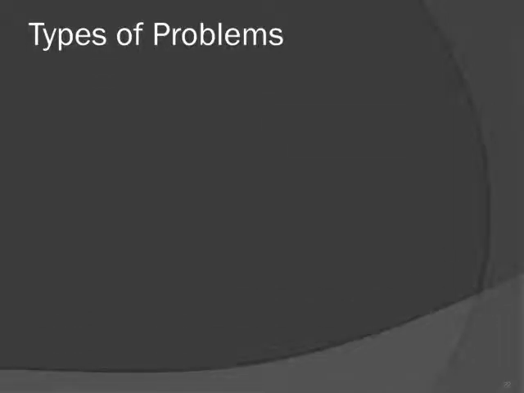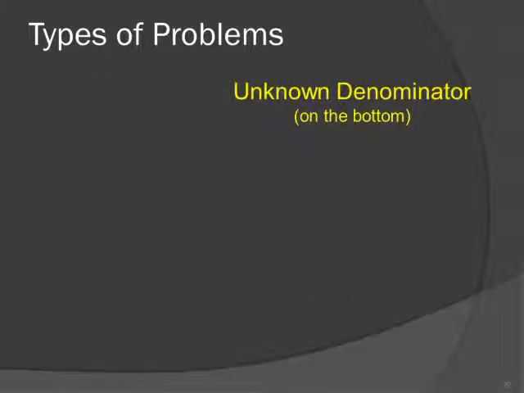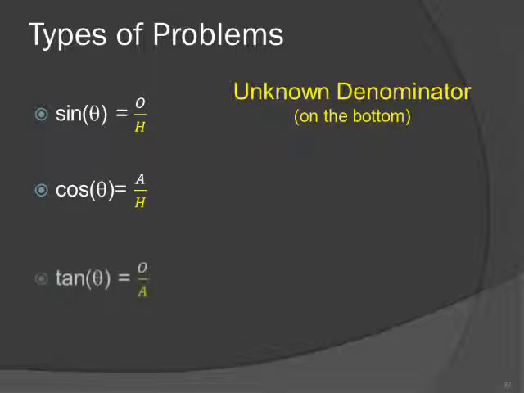So let's take a look at our types of problems. Here we're going to be looking at unknown denominator. So in the case of sine, it's the h. In the case of cos, it's the h. In the case of tan, it's the a. Unknown denominator.